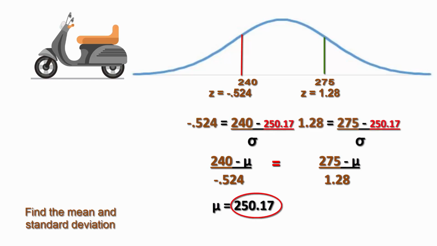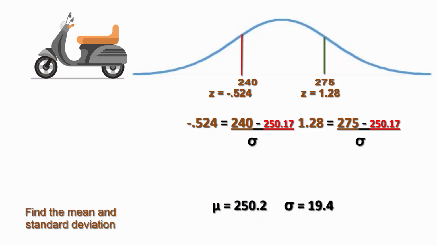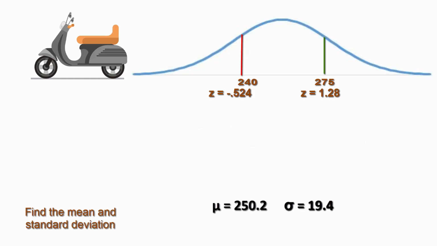Now substitute this mean into either of the two equations and solve for sigma. Rounding answers to the tenths place, we get a mean of 250.2 miles per tank with a standard deviation of 19.4 miles. You can choose any approach you'd like, but I prefer to visualize and attempt to understand as much about a situation as possible.